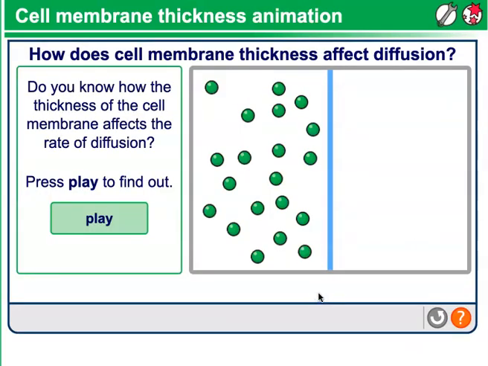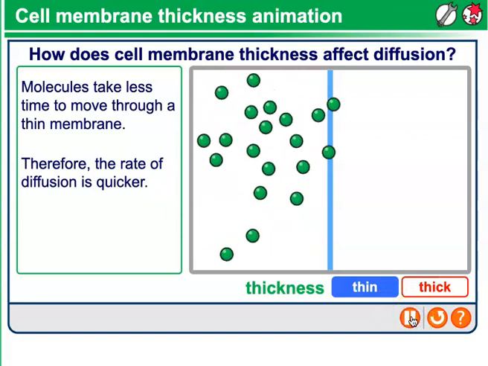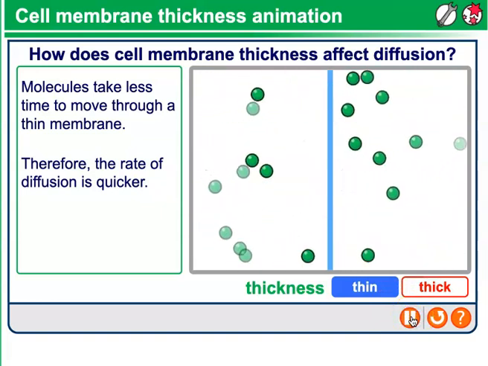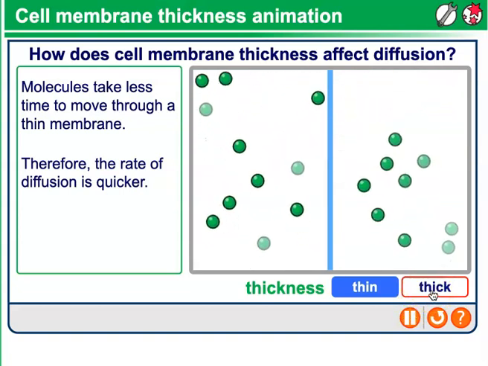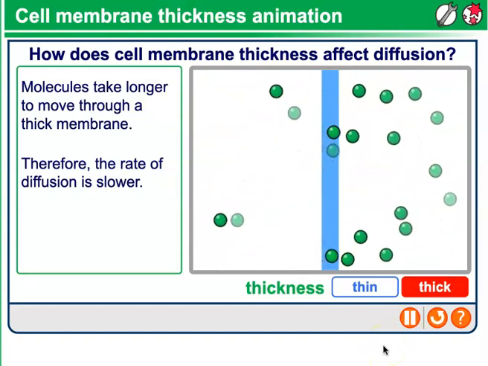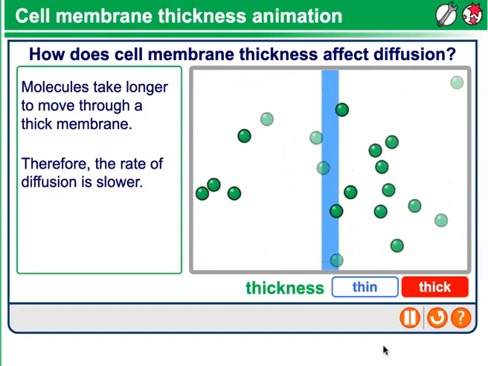So how does cell membrane thickness affect diffusion? Do you know how the thickness of a cell membrane affects the rate of diffusion? Let's start with a thin membrane. Molecules take less time to move through a thin membrane, therefore the rate of diffusion is quicker. Let's switch over to a thick membrane. Molecules take longer to move through a thick membrane. Therefore, the rate of diffusion is slower.